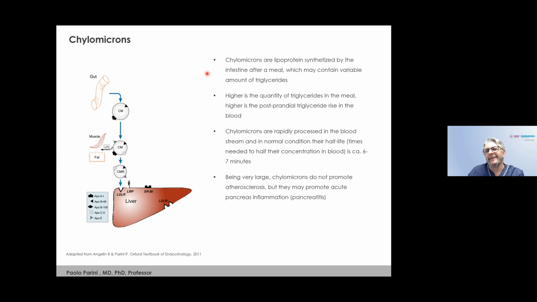Chylomicrons, as the name itself says, are very, very big. They can go up to a micron in diameter, so they cannot leave the vessels and go into the vessel walls and promote atherosclerosis. But they may promote an acute inflammation of the pancreas that is called pancreatitis.